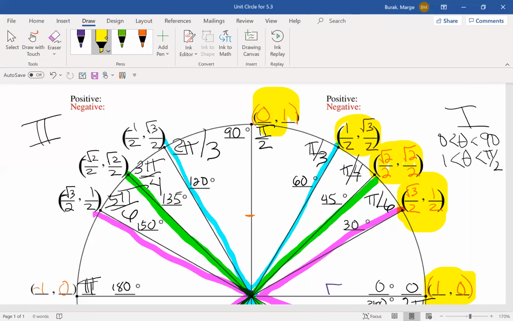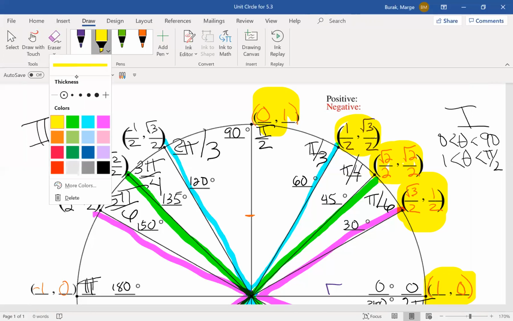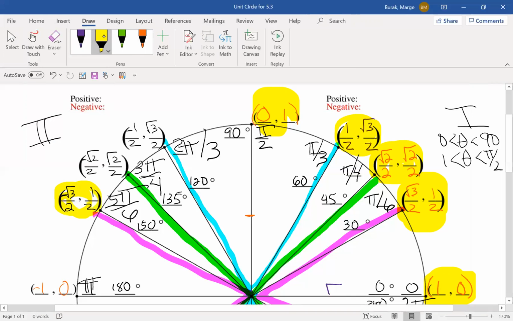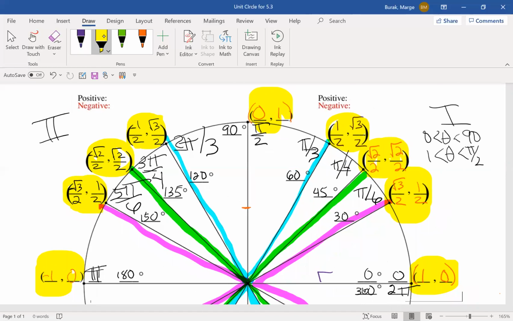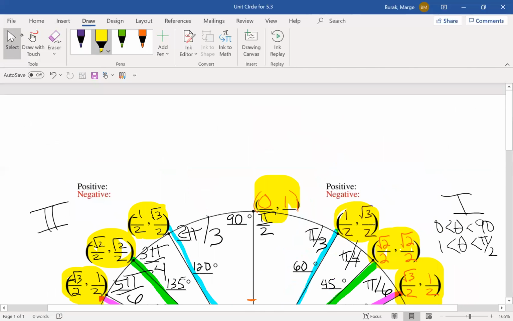Because the reference angle for 2 pi over 3 is pi over 3, they have the same sines and cosines, just different signs, positive or negative, whereas in quadrant 2, 2 pi over 3 has a negative cosine. All right, and then we actually can reflect these down and make this a little bit smaller.